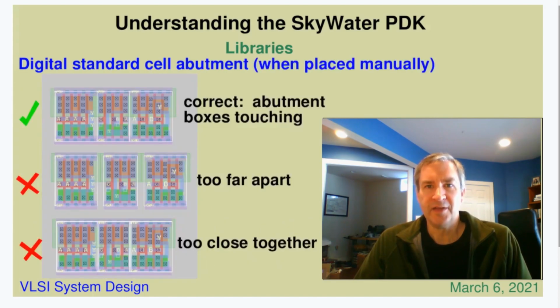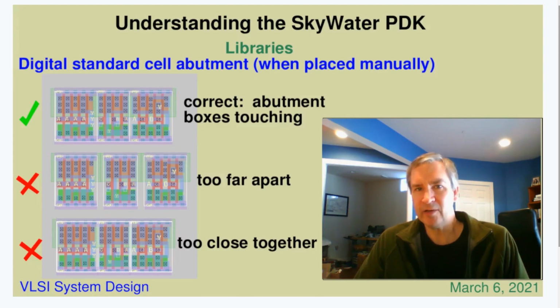Also, for the designer using digital standard cells in a schematic, be aware that the standard cells are designed specifically to be placed in a row, so any manual layout containing standard cells should treat them the same way, placing them next to each other according to the abutment bounding box, and not overlapping or spaced apart.